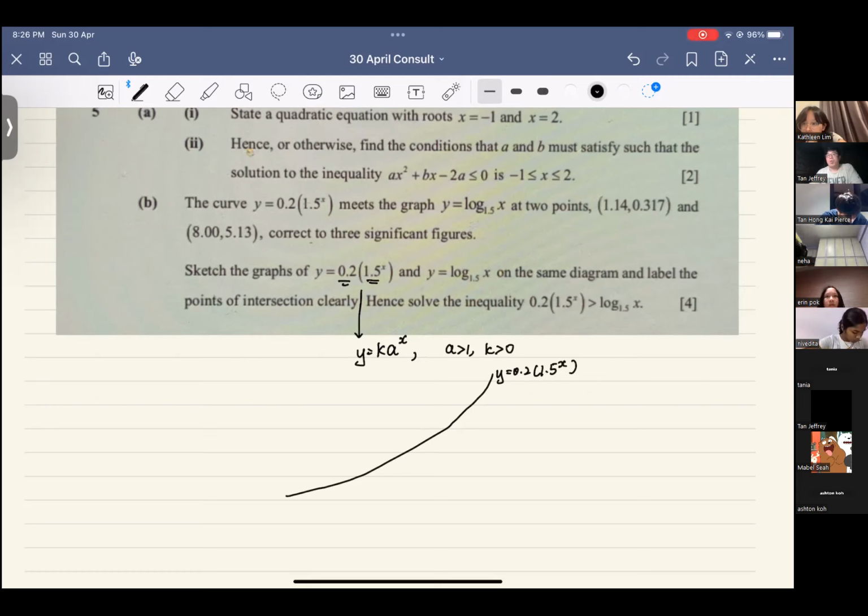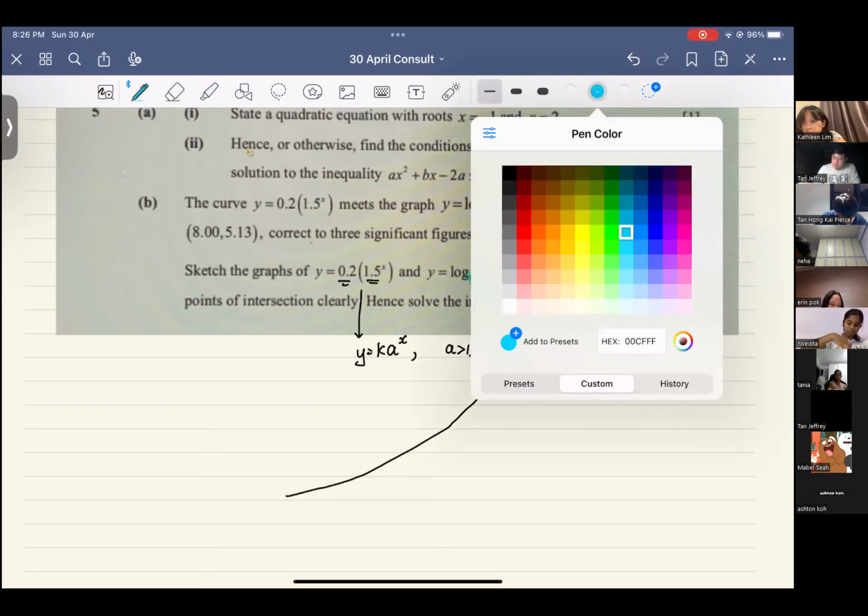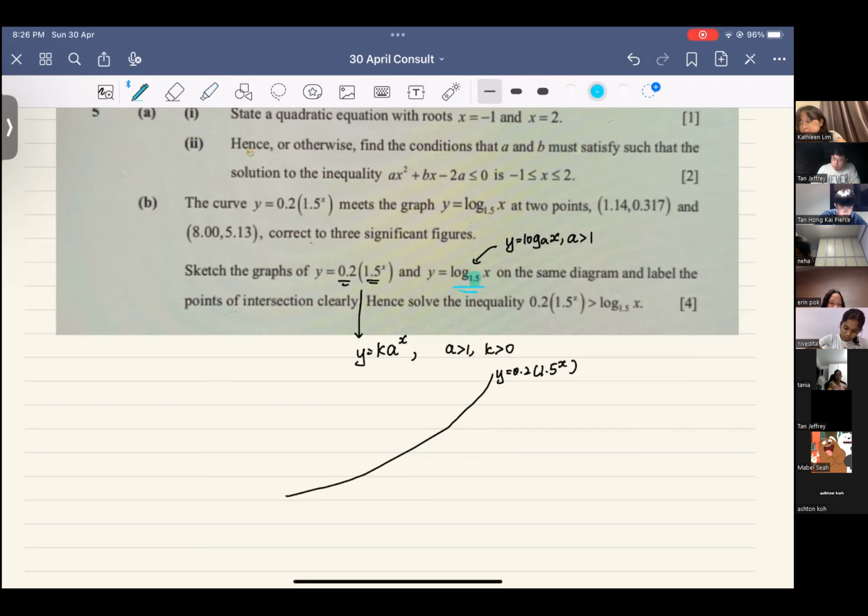Now log 1.5x. Again, if you're looking at your notes, it's the case of y equals log a x, where a is more than 1, where your base is more than 1. Since 1.5 here is more than 1, a log graph is like the line on your right hand, the bottom line. Let me use blue. This graph will look something like this.